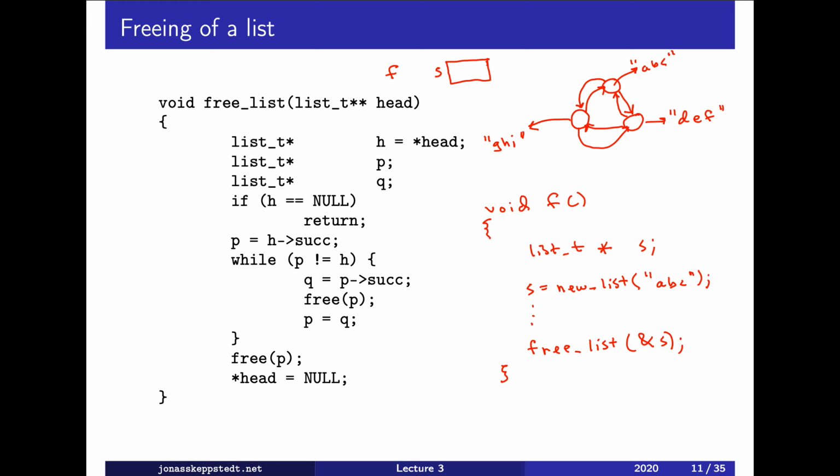We will now see how we can free a circular list. Say we have this function and we have a list pointer, and we create a list node. So S is this box, and it points to a list node. So we say it points to this one.